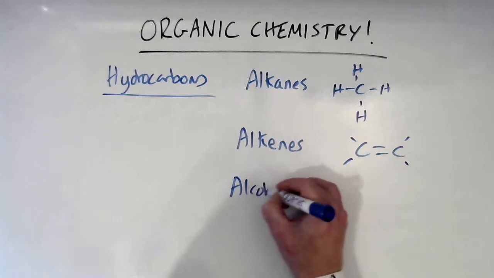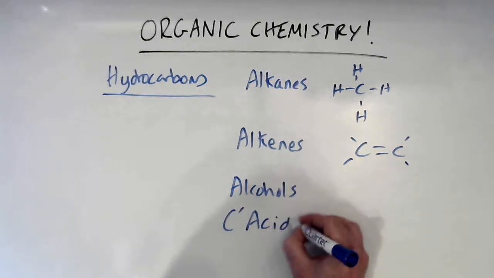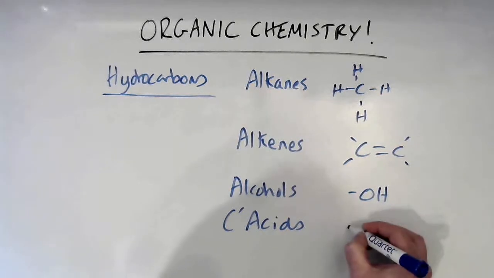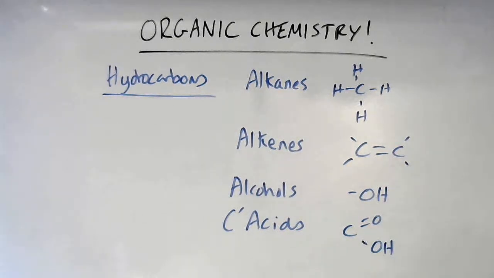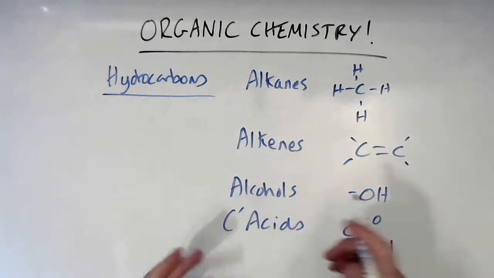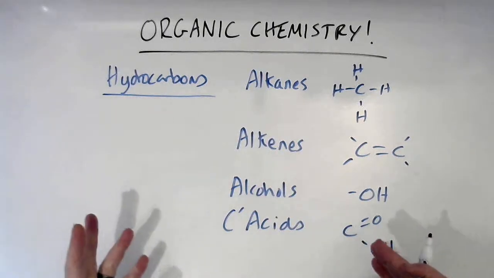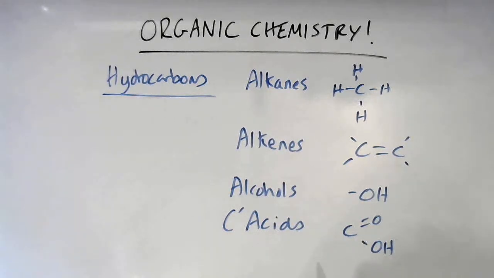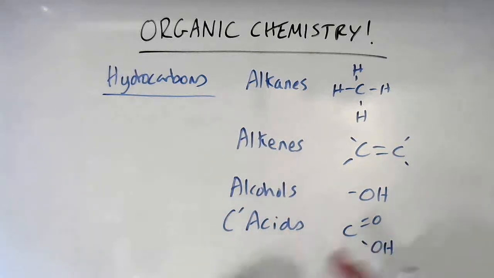and probably even alcohols and carboxylic acids. Alcohols have got an OH group on, carboxylic acids have got this COOH group on as well. So make sure you look at these and know your methane, ethane, propane, butane, and so on and so forth. You are going to be using that, and it's going to be a huge topic, organic chemistry, when you get onto AS and A2 level or A level.